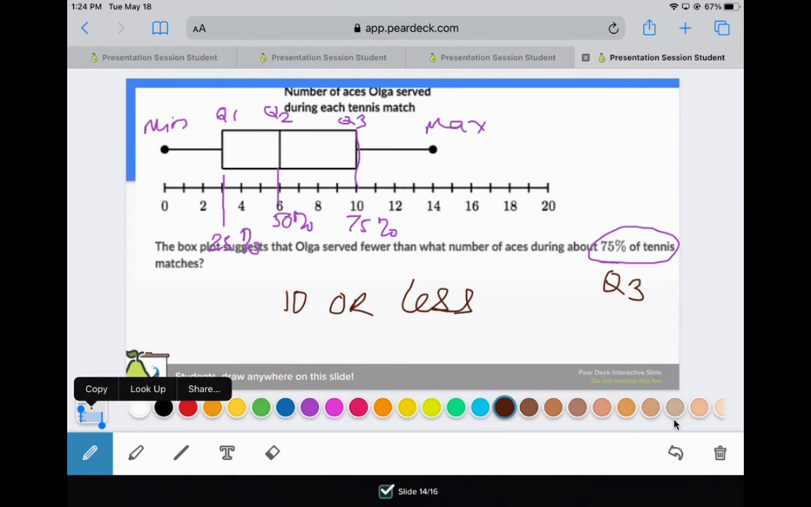So when I talk about 75%, we talk about Q3. When we talk about 50%, we talk about Q2. And if we talk about 25% or 1/4, that is Q1. All right.